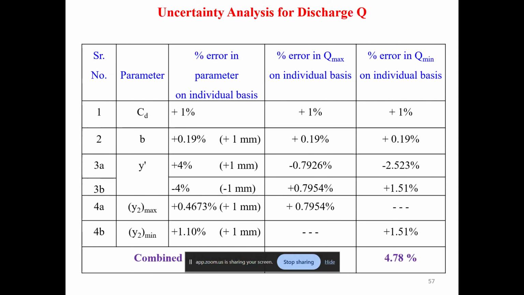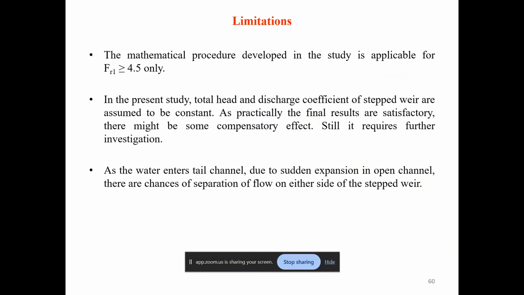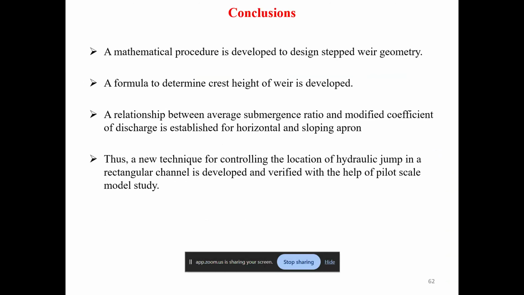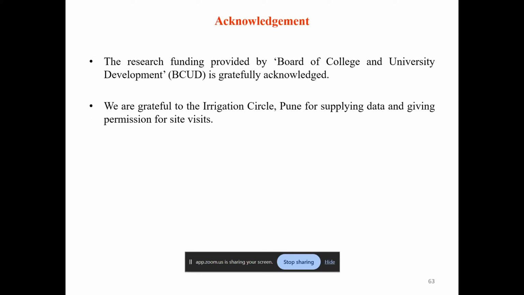It shows that the results are quite optimistic, and they are showing the positive nature also. Yes, and that was the conclusion of the study.